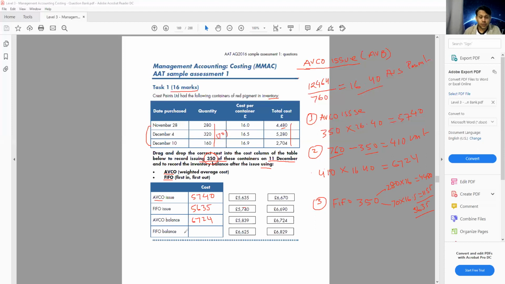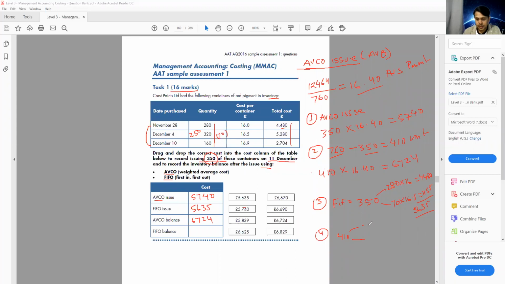The last one we have is FIFO balance. The same thing: how many units have you sold? We have sold 350 from the 760 total units, so we have 410. So we're going to get the value of the 410. Out of the 410, from December we have leftover 320 minus 70, so we have 250 left here, because I already took 70 from here.